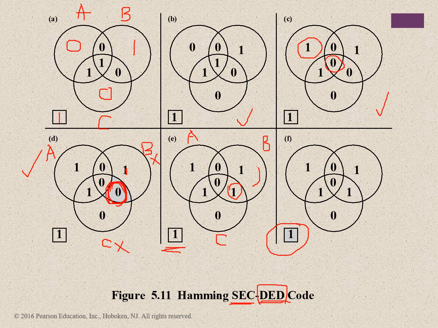We corrected a single error, but there is a double error. So that's what single error correction and double error detection means. We detect the double error. Fine.